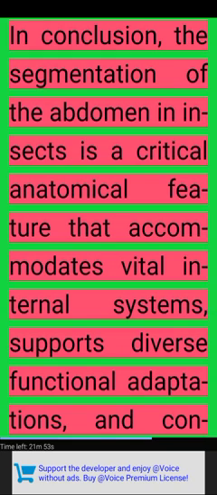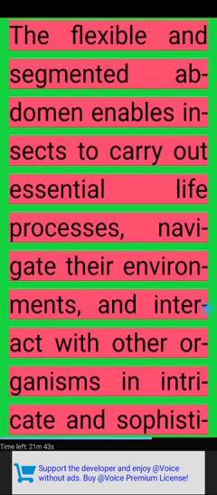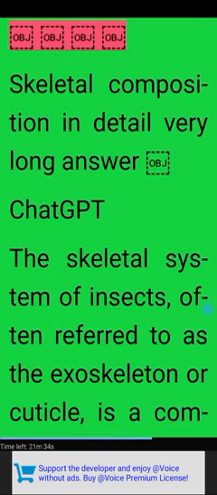In conclusion, the segmentation of the abdomen in insects is a critical anatomical feature that accommodates vital internal systems, supports diverse functional adaptations, and contributes to their impressive ecological success. The flexible and segmented abdomen enables insects to carry out essential life processes, navigate their environments, and interact with other organisms in intricate and sophisticated ways.